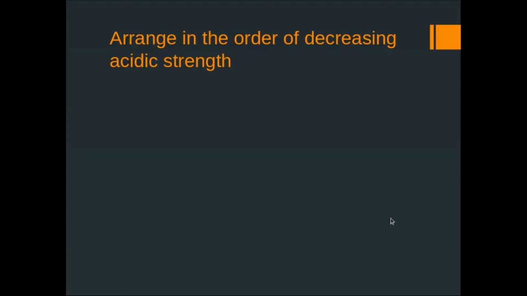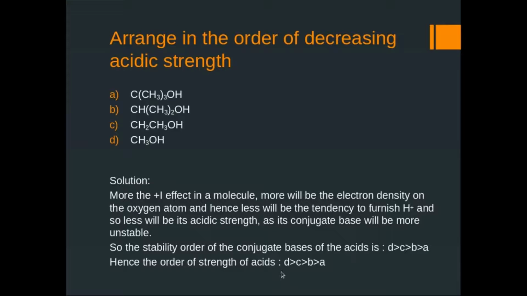Now, again the same question: we have to arrange the following compounds in decreasing acidic strength. The correct answer is D, then C, then B, then A. Those who got it correct, very good. Those who have not, just listen and see this. First of all, just see the +I order. (CH3)3C, that is the neopentyl group, has the greatest +I effect of all four.